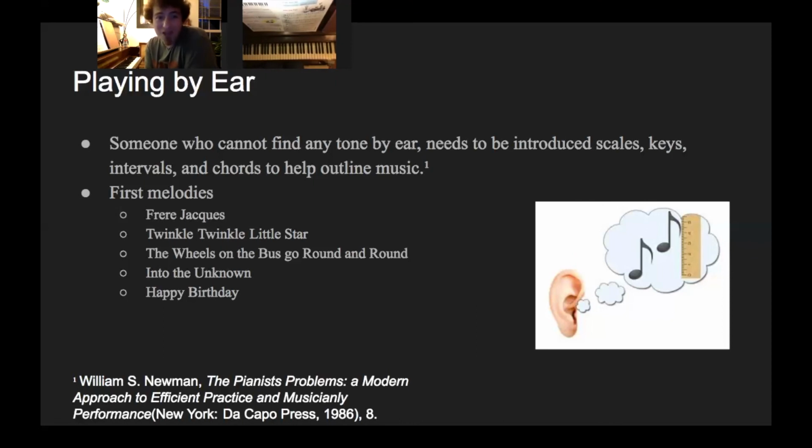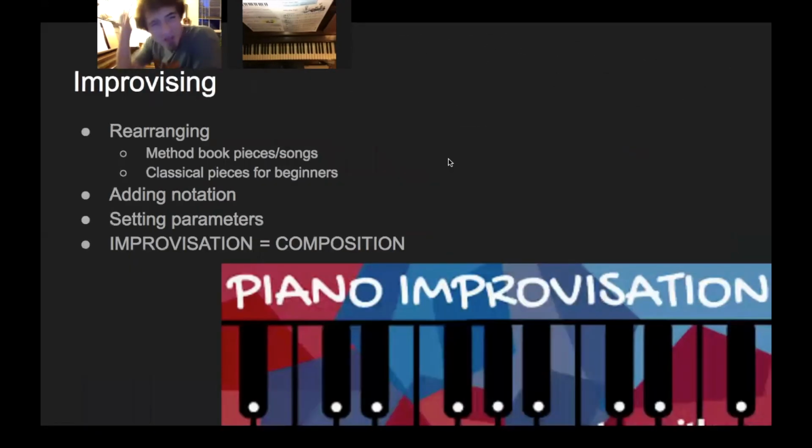First melodies. One of the ones I always like to do first is Frère Jacques. Or you can sing it to them. La, la, la, la. Tell them it first starts on C. Cover the hand. And playing by ear. Everyone's got to do it at some point.